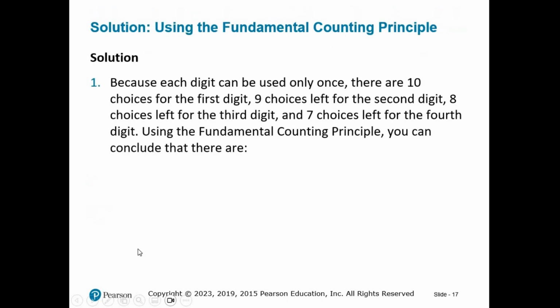Here's the solution for number 1. Because each digit can only be used once, there are 10 choices for the first digit. Then there are only 9 choices left for the second digit, 8 choices left for the third digit, and 7 choices left for the fourth digit. Using the fundamental counting principle, you can conclude that there are 10 times 9 times 8 times 7 equals 5,040 possible access codes. Okay, how about number 2?